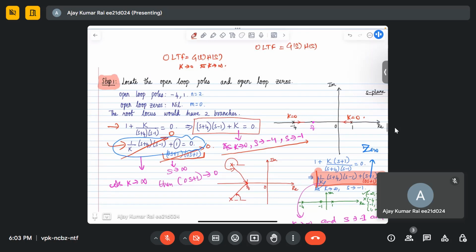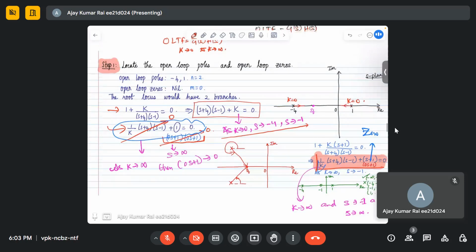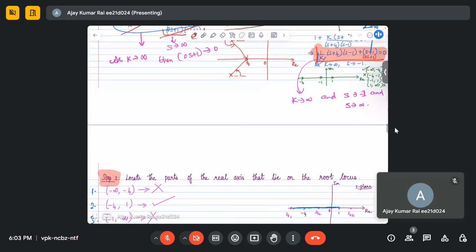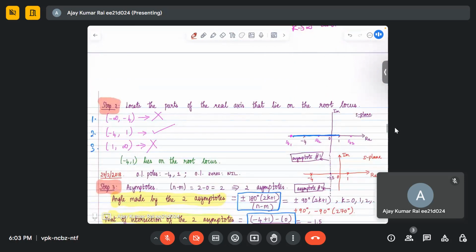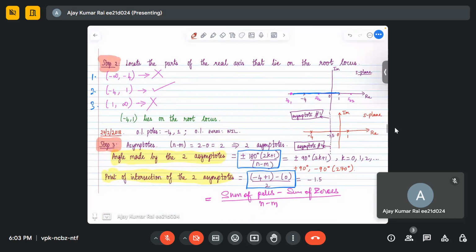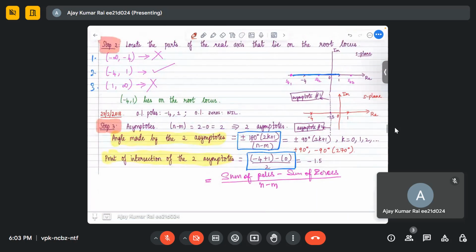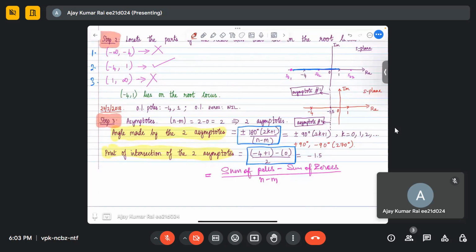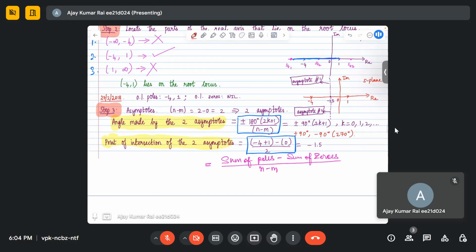So we'll be doing questions especially for negative feedback and positive feedback. Step 1 is to locate the open loop poles and open loop zeros. It's a very clear step. The second step is to locate the part of the real axis that lies on the root locus, which we have seen. The third is plotting the asymptotes: we'll see how many root loci go to infinity based on the number of zeros and poles, calculate the angle that these asymptotes make, and also the point of intersection of these asymptotes.